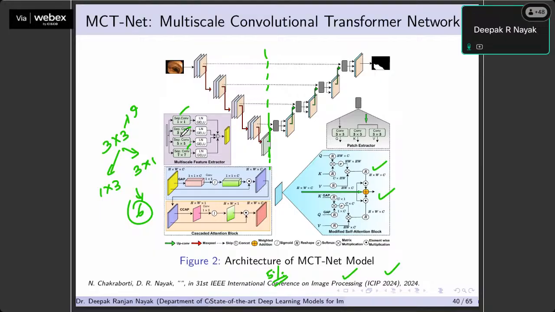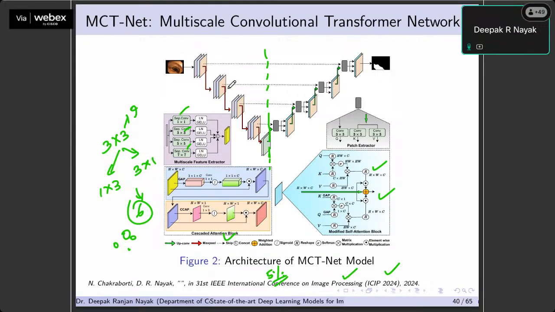Again, we have introduced the multi-scaling concept over here. You can see multiple filters are applied. Filters having different sizes are applied to extract information at different scales because polyps vary significantly in shape, size, and color as well. Then we have introduced a global cascaded attention block. I'll show you a demonstration of this cascaded attention block. Initially we applied a channel attention, followed by a spatial attention in sequence. This is known as a cascaded attention block, very simple.